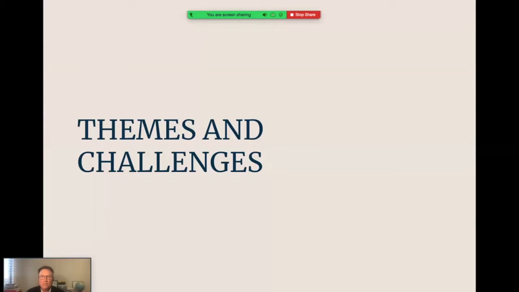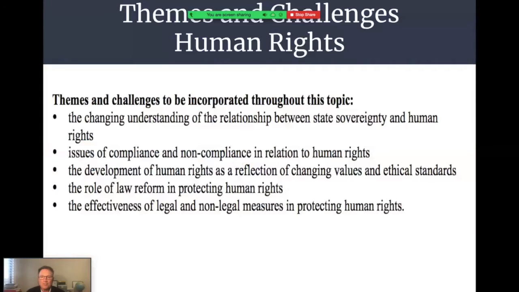If you look at the themes and challenges, which a lot of students pay too little attention to. In human rights, the themes and challenges, according to the syllabus, are the changing understanding of the relationship between state sovereignty and human rights. Very easy to just simply put a verb in front of that, such as evaluate, and you could make up a HSC question along the lines of evaluate the effectiveness of the legal system in responding to the changing understanding of the relationship between state sovereignty and human rights.